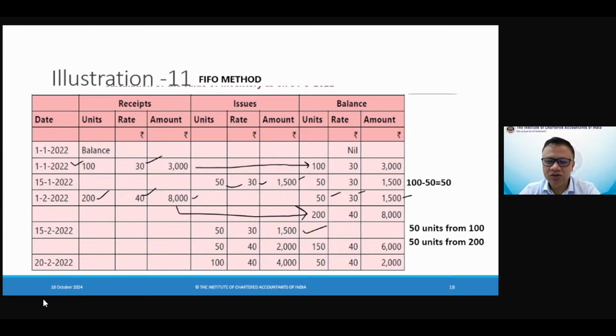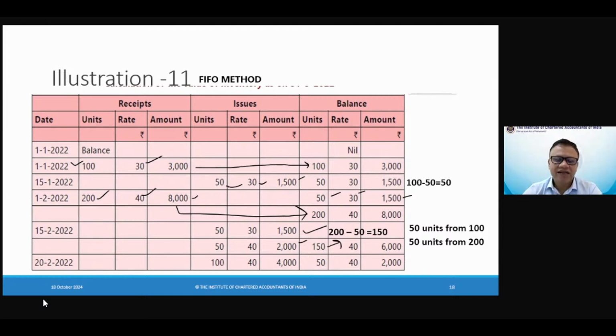So your issue is now 1500, 15 to 30, 1500, 15 to 40, 2000. Your old stock is now completely gone, because first in, first out means you should completely wipe out the old stock. You should start from the old stock. Whoever came first should go out first, and whoever came last should go last. So first in, first out. So 50 into 30, 1500 gone. And the next 50 is from the 40 rupees inventory. That's the fresh stock, so it is 200 minus 50. Now the balance is 150. So 150 into 40 is 6,000. Clear, Aman? Yes, sir. Clear.